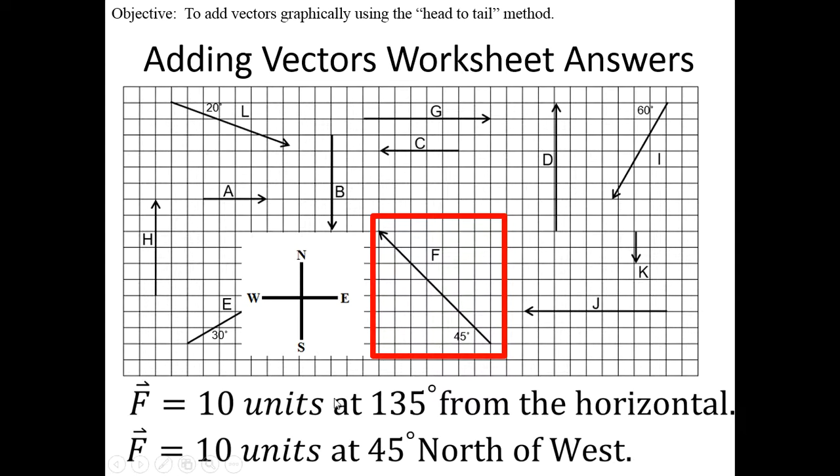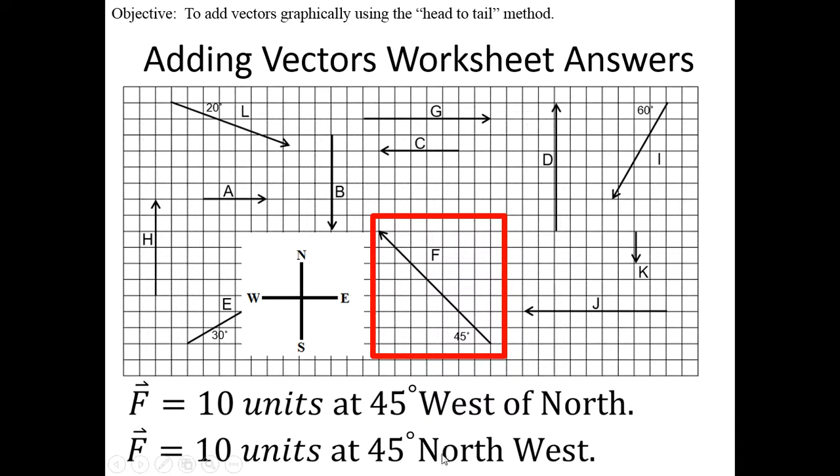For F here, it's 10 units, and there's a couple of designations. You can go up to 90 plus another 45 gives me 135 degrees from the horizontal. Or you can say 45 degrees north of west, but because this is a 45-degree angle, we can also designate it northwest. So if you put 45 degrees west of north or 45 degrees north of west, they're still going to be the same answer.